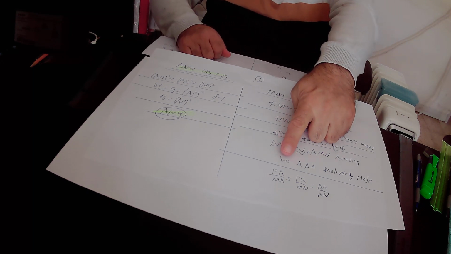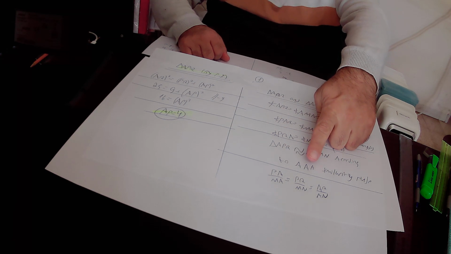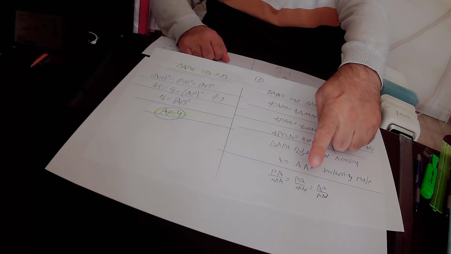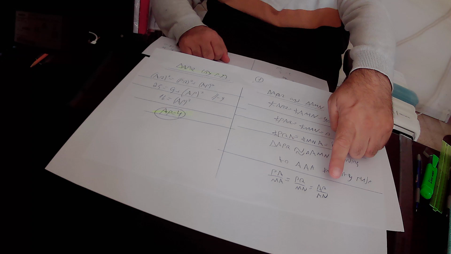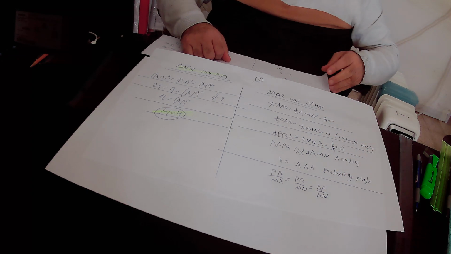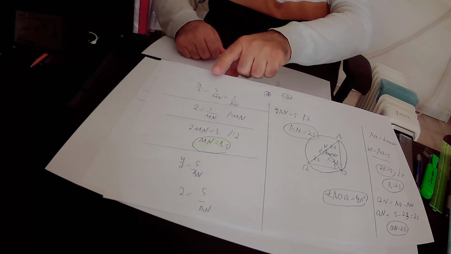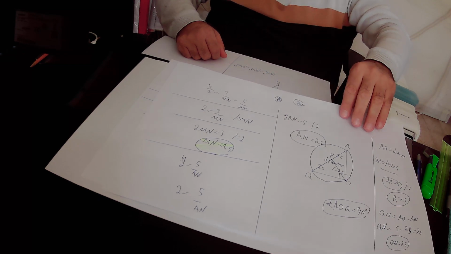PA equals 4, AM equals 2. Here, PQ equals 3, over MN is unknown. AQ equals 5, over AN that is unknown. So in conclusion, we found out that 4 over 2 equals 3 over MN equals 5 over AN.